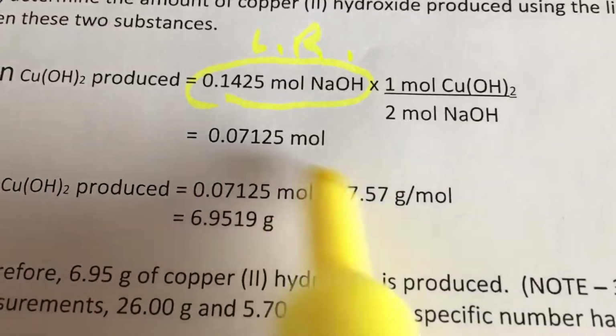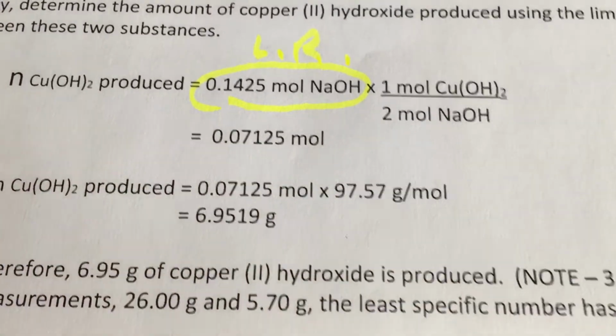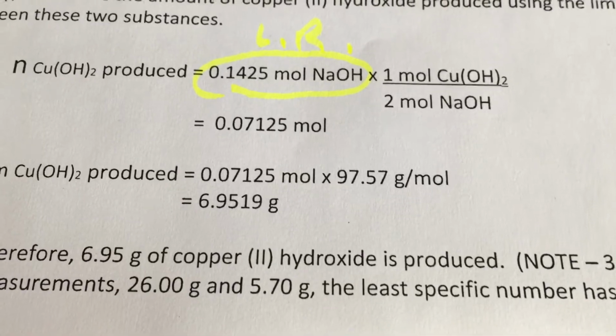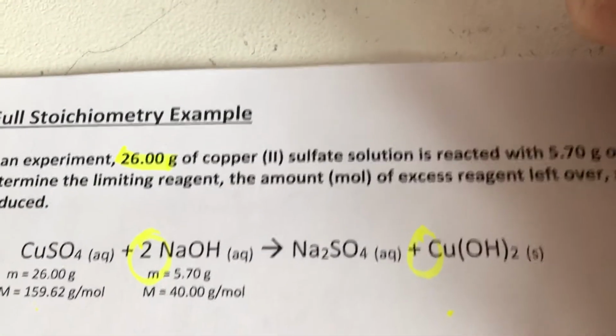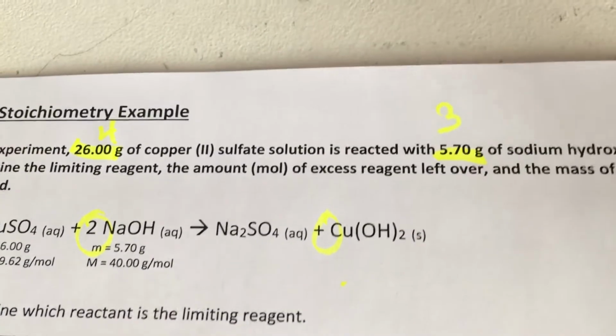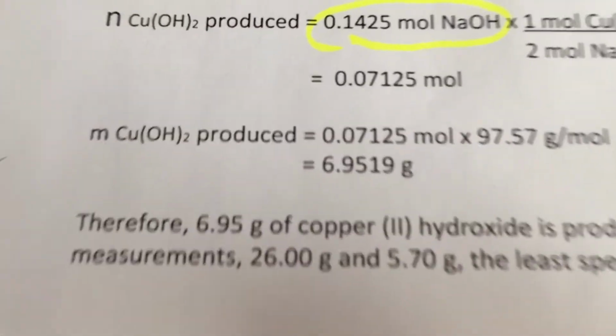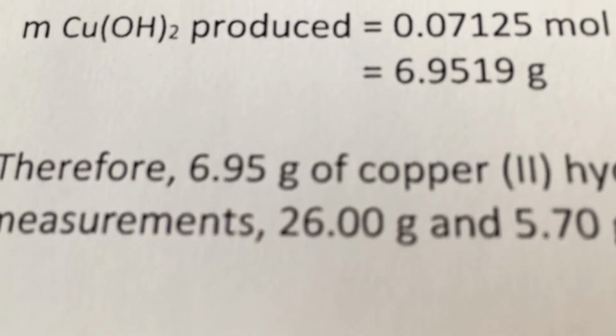So now you take that amount, you multiply it by the molar mass of the copper 2 hydroxide, and that's your mass. We then apply the amount of significant figures. Go back to the original question. This value, 26.00, has 4 sig figs. This number, 5.70, has 3. Our answer can only be as specific as our least specific measurement. So our final answer has to have 3 sig figs. So when we apply that, there's our final answer, 6.95 grams.